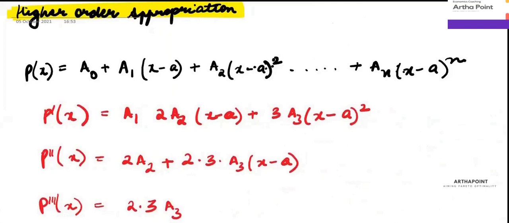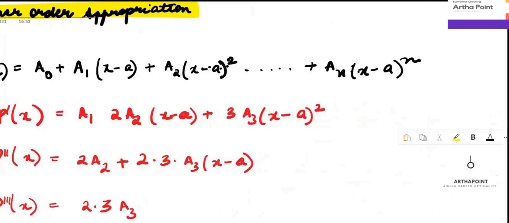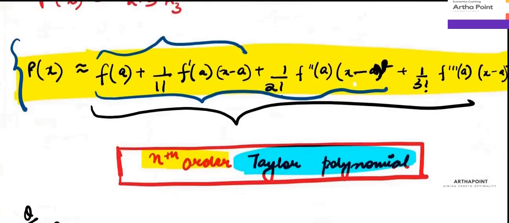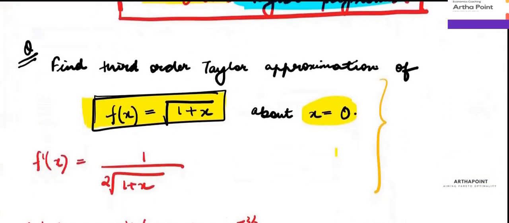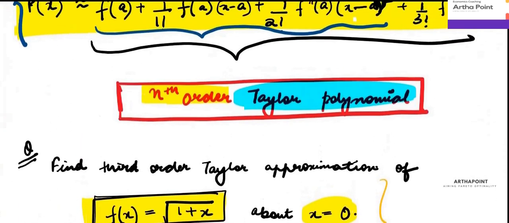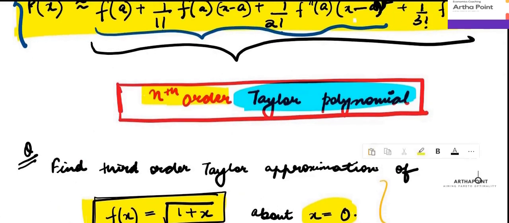Last class, I had talked about higher order approximations, and in particular, we did certain examples of the higher order approximation also. We tried and we found the Taylor approximation for x to the power 1 by 3. That is the example that I had taken.